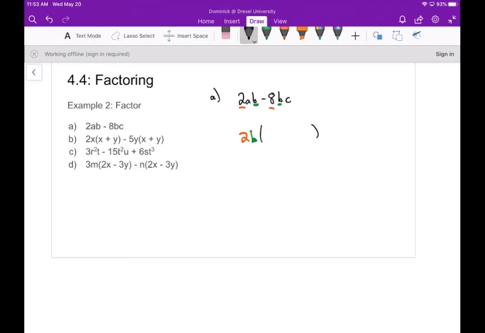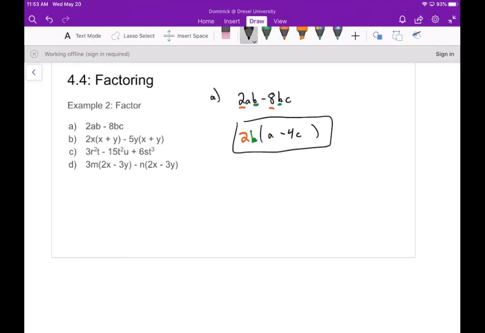Now, of course, what do I need left? Well, to go from 2 to 2, I would need a 1. But since I also need an a, let's just put the a there. I could say 1a, that's not wrong, but usually we ignore the 1. To go from 2 to -8, I need a -4. And b to b, I don't need anything, but I still need the c there.